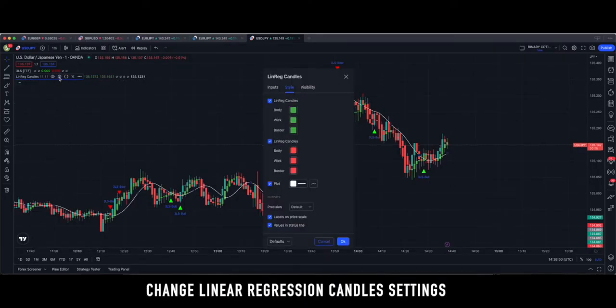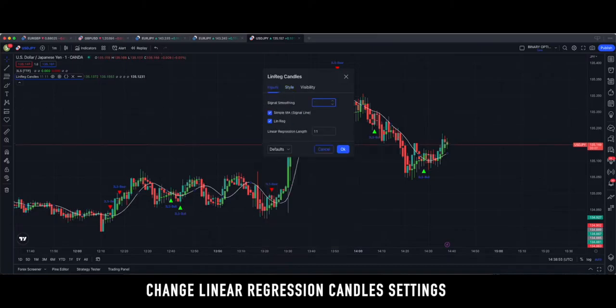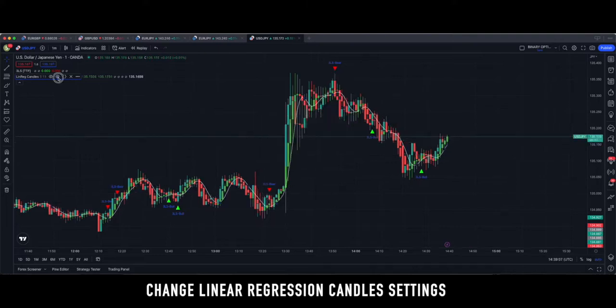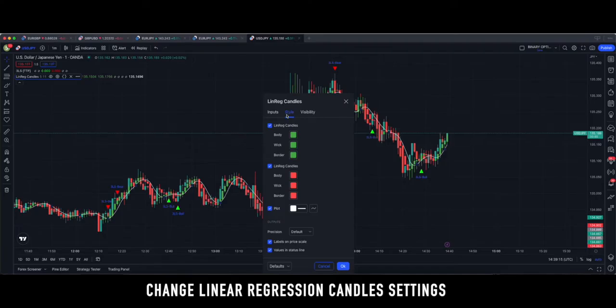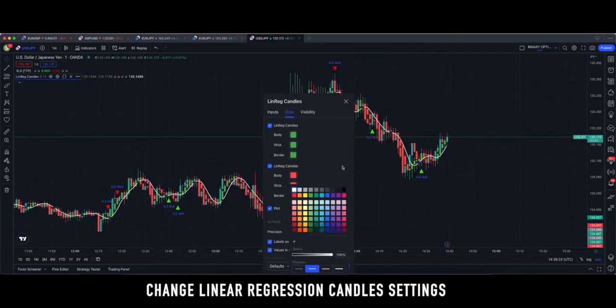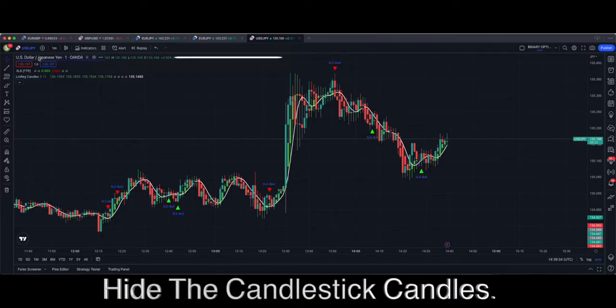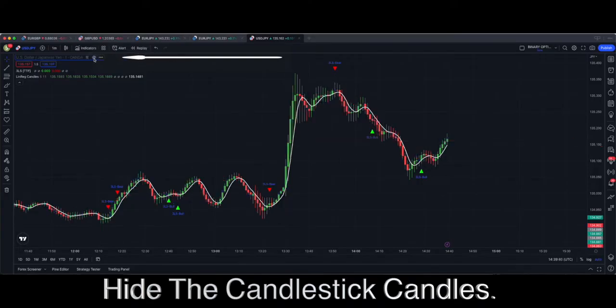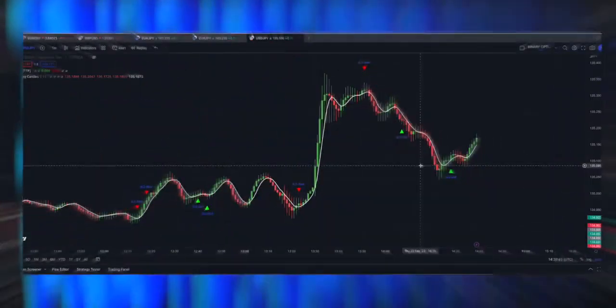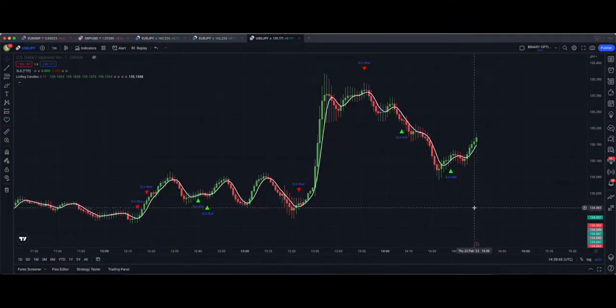For the linear regression candles, click on settings, go to inputs and change the signal smoothing to 5. Press OK to save. Then go to style and increase the size of the plot line so that it is more visible, because that's the trigger line. Only one more important setting remaining. Disable the default Japanese candlesticks on your chart so that the chart looks clear. To do this, go to your currency symbol and click the hide button. All set and done. The chart looks clean and straightforward.